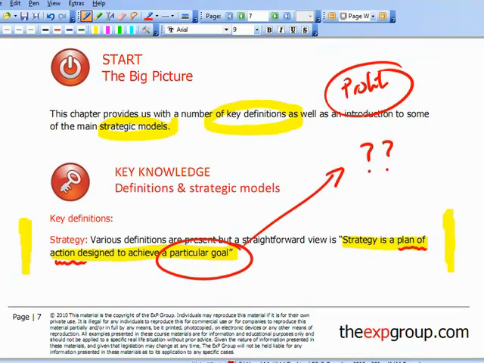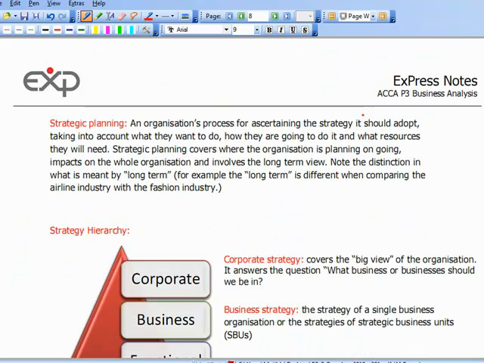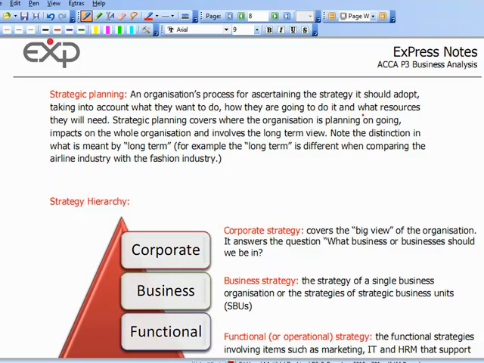We look at the next page, the top of page 8. This introduces us to strategic planning. And again, I'll read through and highlight some of the key points here. Strategic planning, an organisation's process for ascertaining the strategy it should adopt, taking into account what they want to do, again highlighting what are their goals, how they are going to do it, and what resources they will need.